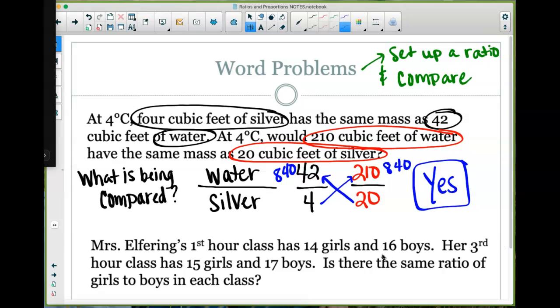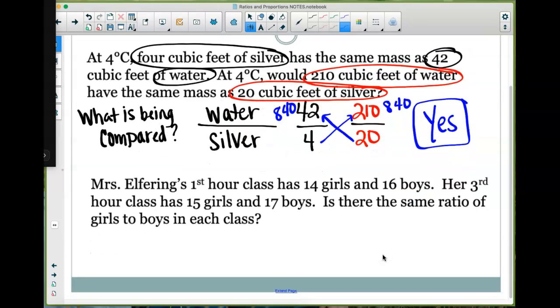Okay, let's look at one more. So Mrs. Elfring's first hour class has 14 girls and 16 boys. Her third hour class has 15 girls and 17 boys. Is there the same ratio of girls to boys in each class? Okay, so our first question, what are we comparing? What's being compared in this problem? In words, what are we comparing? So we are comparing boys and girls in each hour.